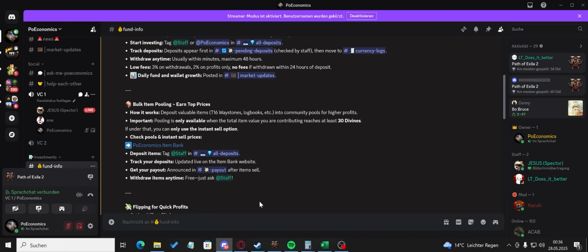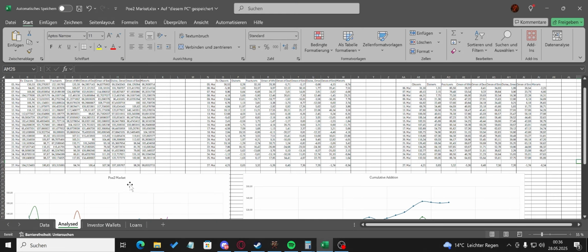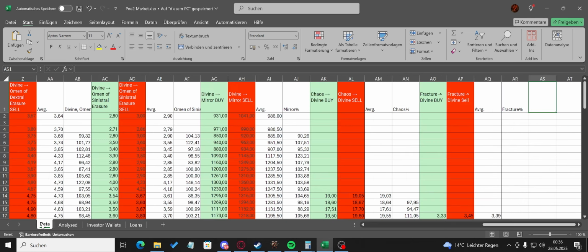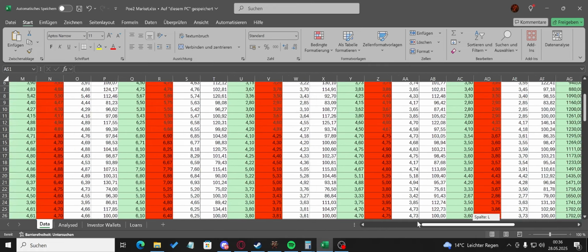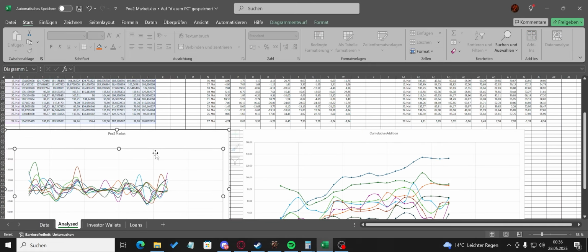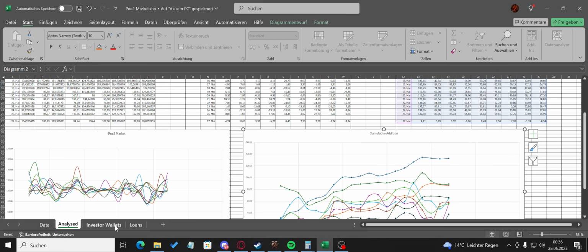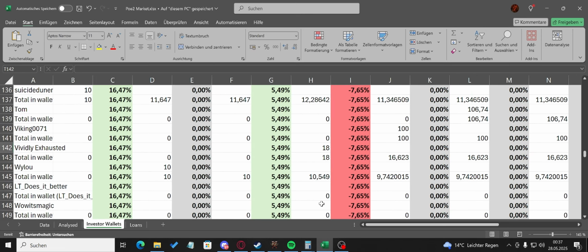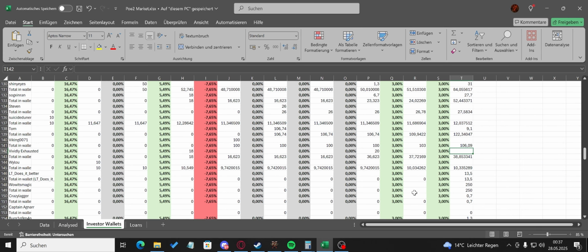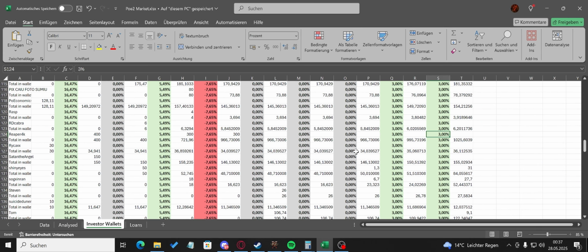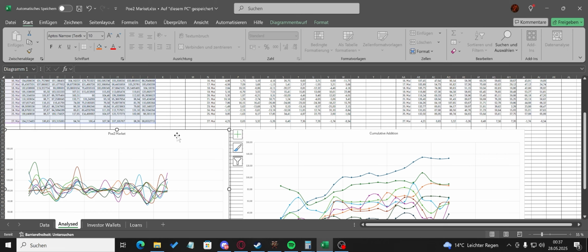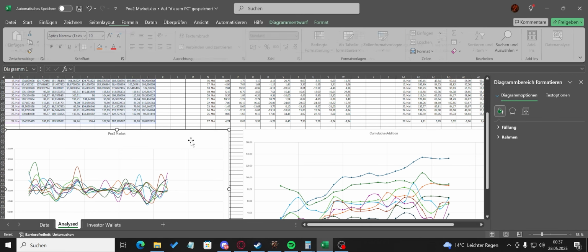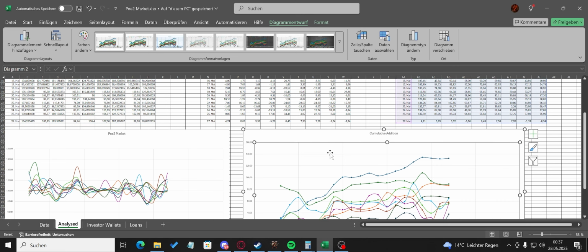So let's get started with the analysis. If we look at the data, this is a data sheet that I have made. You can also download that in the video description. I recommend that you open it with Excel, otherwise you won't see these graphs. And right here you can also see the fund and how much it grows in this tab, and how much investors are making, or how much they can withdraw right now. These are all of the investor wallets. This is a very interesting Excel document because it shows us two different things: the short-term development graph and the long-term development graph.